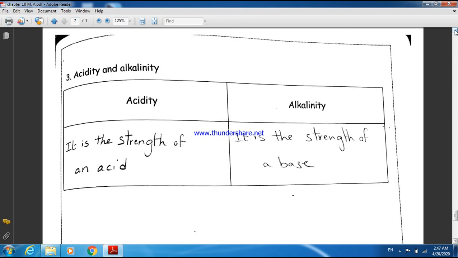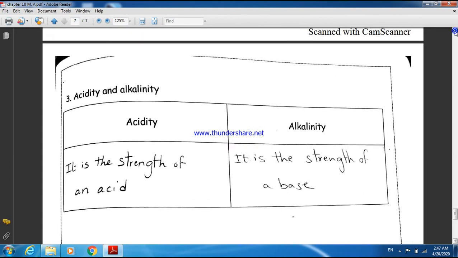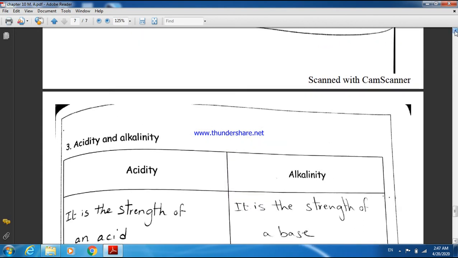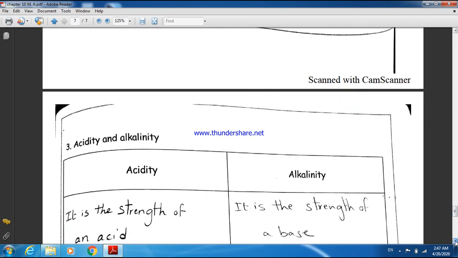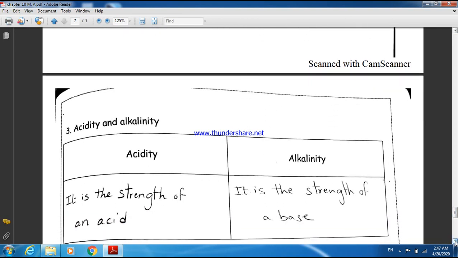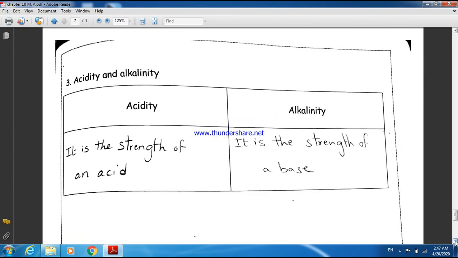Now, acidity and alkalinity. Acidity is the strength of an acid. Okay. And what about the alkalinity? It is the strength of a base.